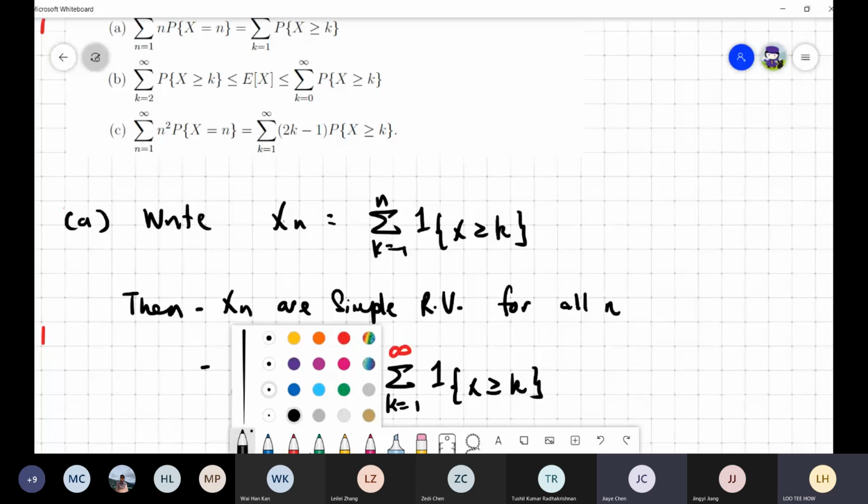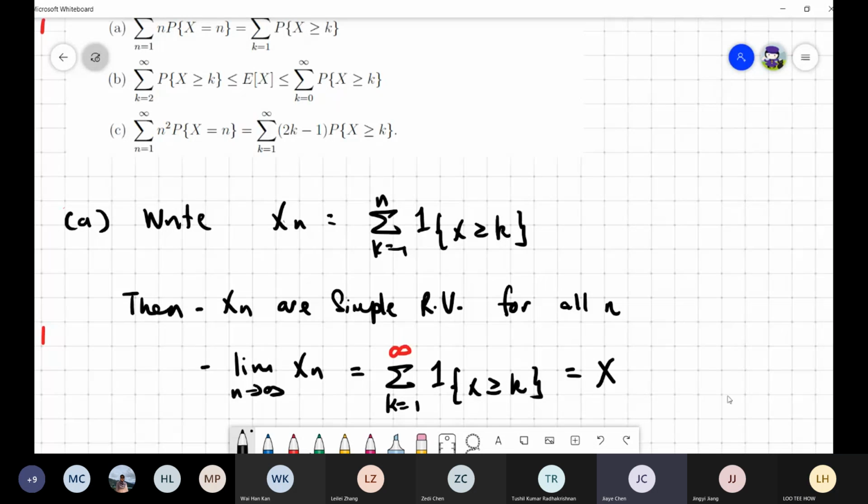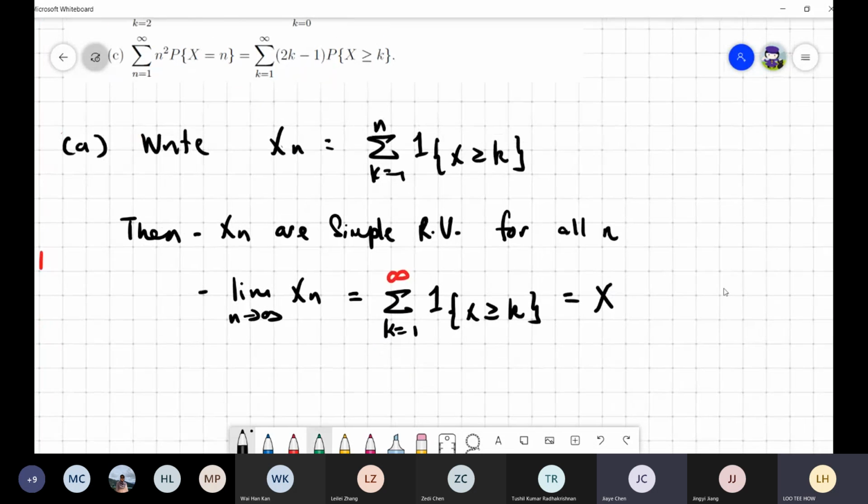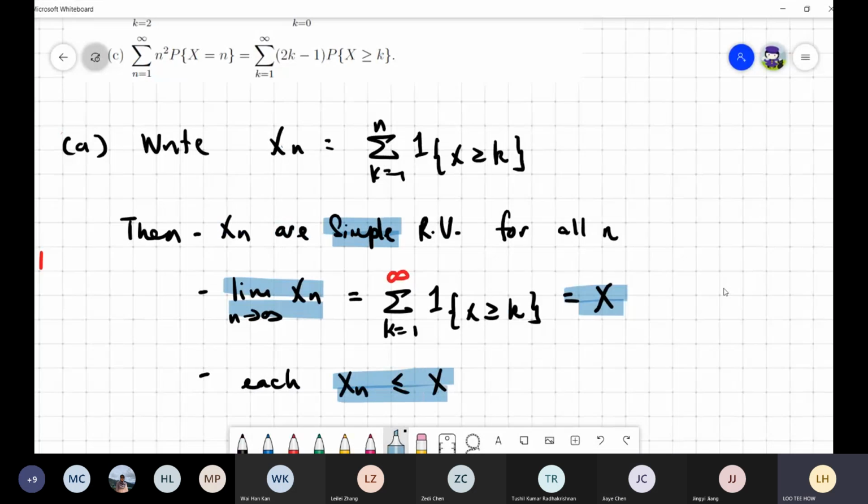So this will be equal to x. What we are concerned with is that the limit of this is equal to x, and also each xn will be less than or equal to x. So this is right, and we get these three: first of all, x is a simple random variable; any xn is less than or equal to x; and thirdly, the limit of xn is equal to x.